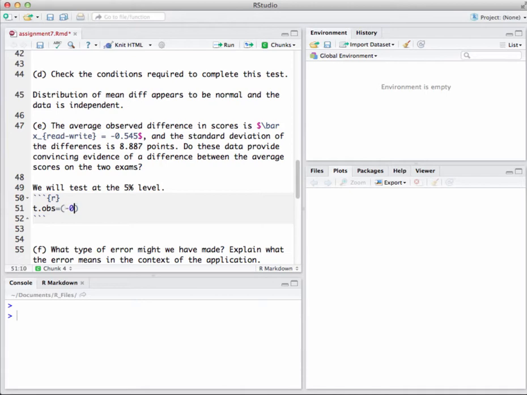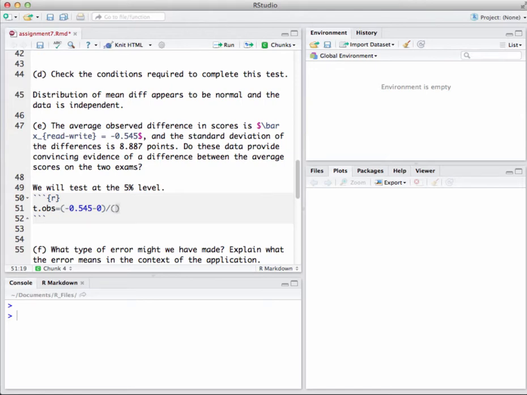It's going to be negative 0.545. That was the mean difference, okay? So that's our x bar difference, if you want to think about it, minus the mean of the null. Well, the null said the difference was 0, didn't it, right? And then that divided by the standard error. Well, the standard error is going to be the standard deviation divided by the square root of the sample size.